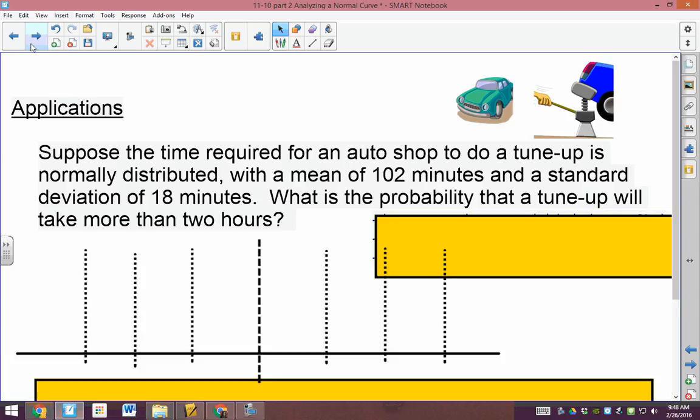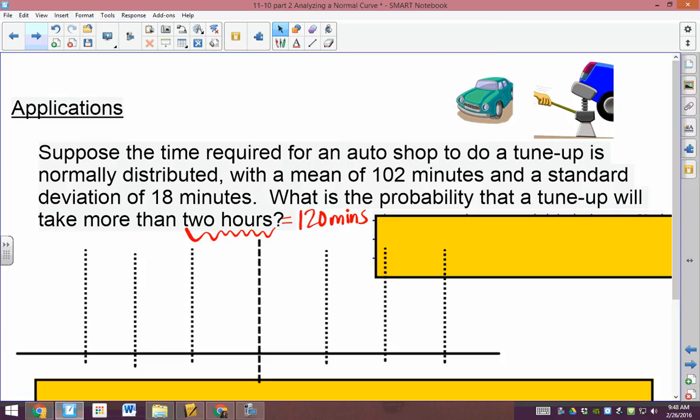All right, last thing, very similar to our first question. Suppose the time required for an auto shop to do a tune-up is normally distributed with a mean of 102 minutes. That's a long time. Yeah, well, and that's why they make the big bucks, I guess. Standard deviation of 18 minutes. What's the probability that a tune-up will take more than 2 hours? By the way, do you notice that's in hours and not minutes? Minutes, so 120.